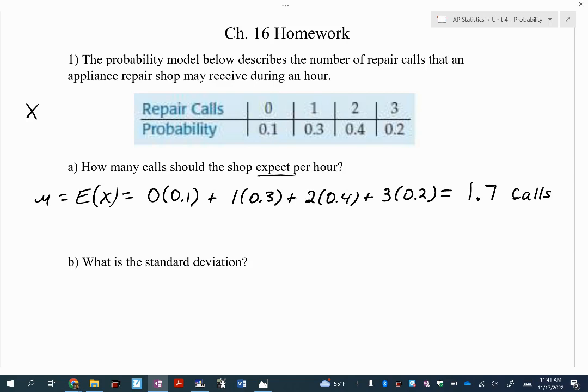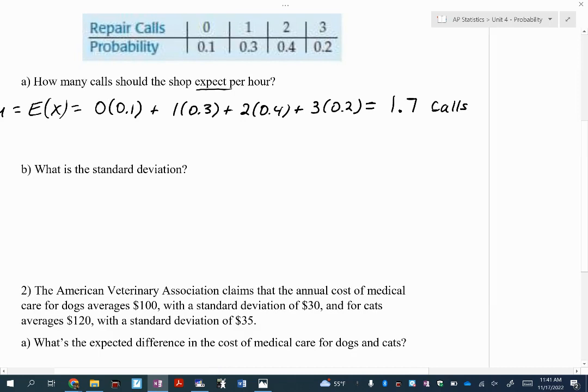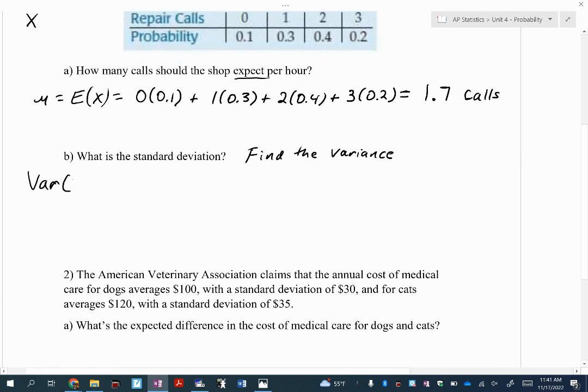Everybody good on the mean? Questions on the mean? Okay, let's by hand find the standard deviation. Now, when you find the standard deviation by hand, what are you first going to find? The variance. All right, here's how we do it. I'm going to call this the variance of my random variable X. My first possible number of calls they could get is 0. That's in my table. So you take that 0 and you subtract the expected value or the mean, which is 1.7.